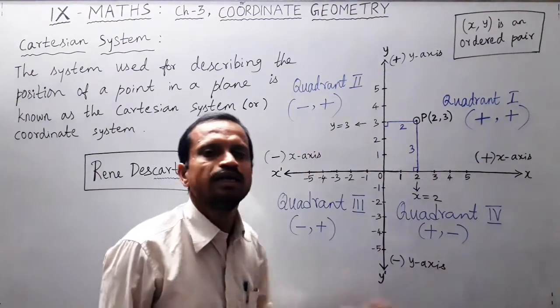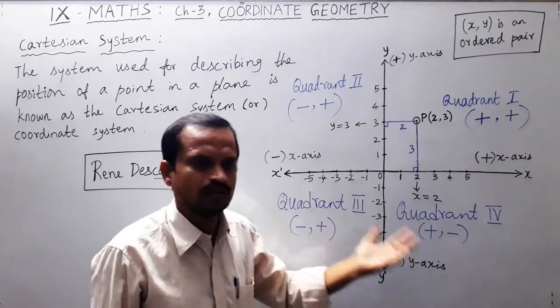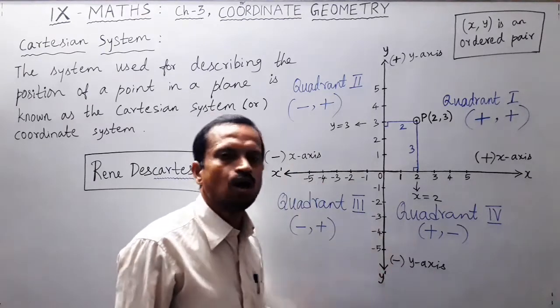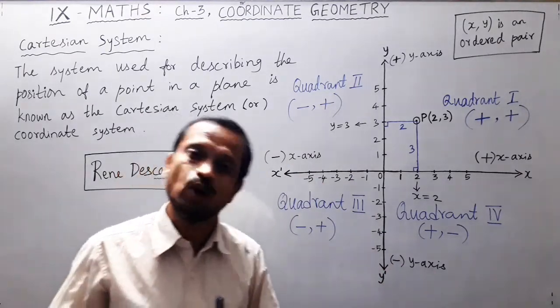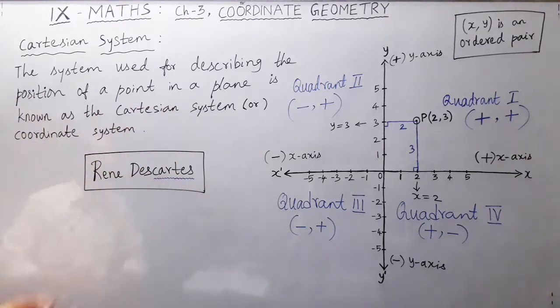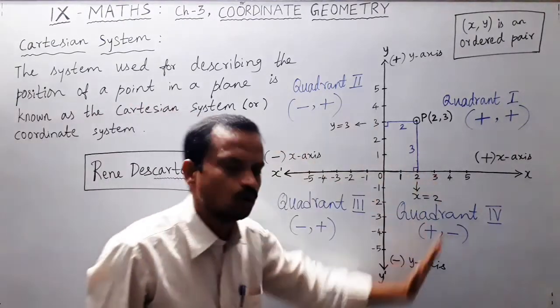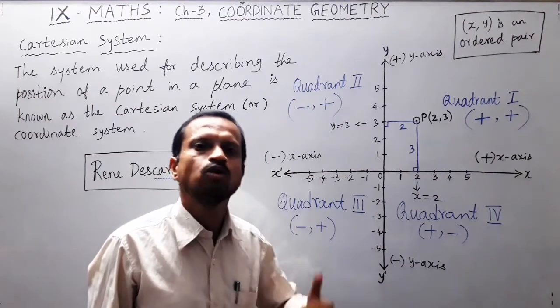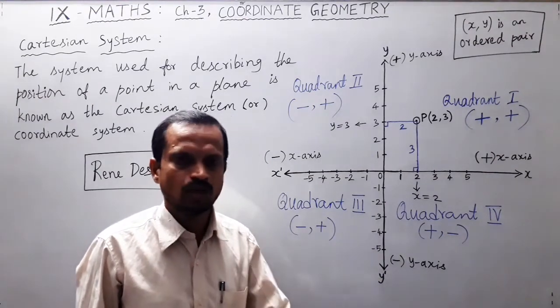So this is called the coordinate plane, where we can write the coordinates. This is called the coordinate plane or xy plane, or Cartesian plane. This system is called the Cartesian system, and this plane is called the Cartesian plane or xy plane or coordinate plane. In any way you can call it.